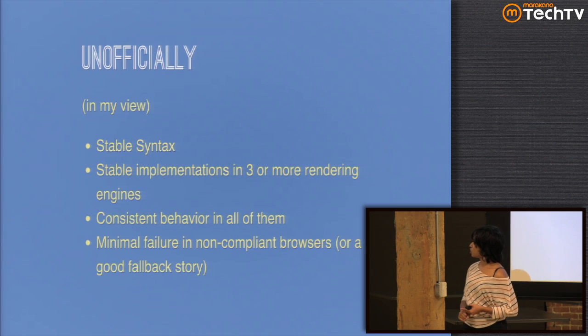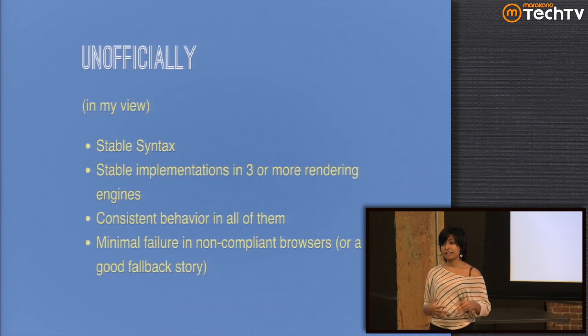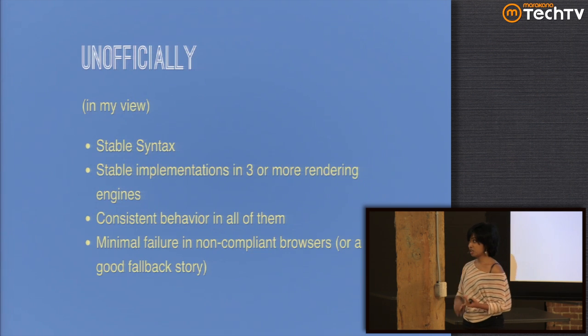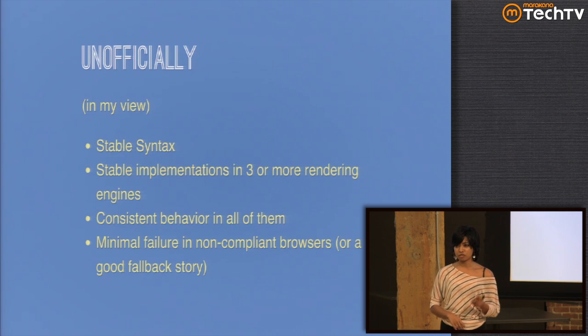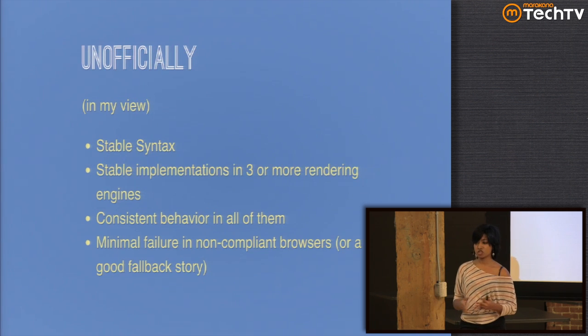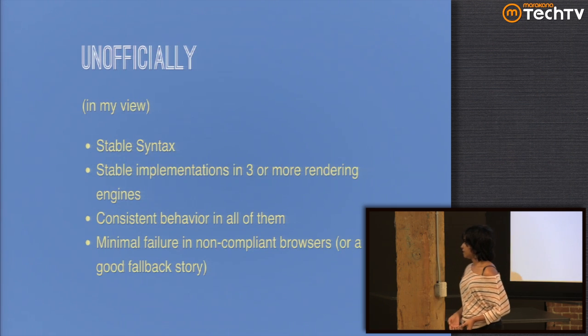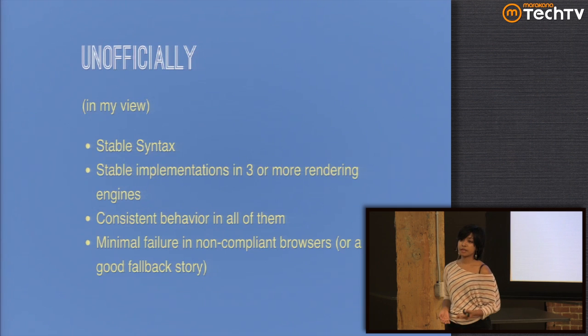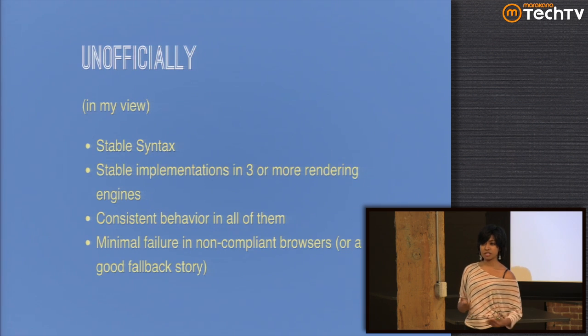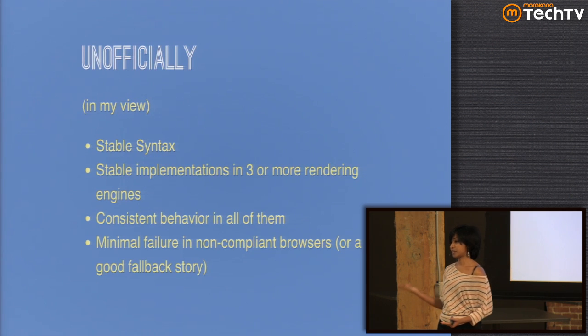And then you need stable implementations, and in my view, 3 or more rendering engines, and not just browsers, because you want it in not just WebKit, but also in Trident for IE, and then Gecko. Make sure you have as many rendering engines as possible, and that would imply that it's more or less stable to use. And then it also needs consistent behavior in all of them. So it can't be like in one browser it does something, and in another browser it does something else.